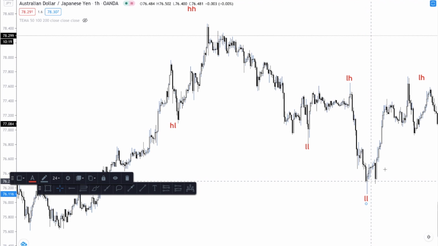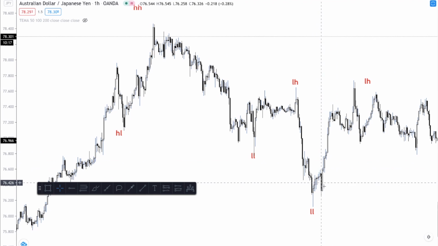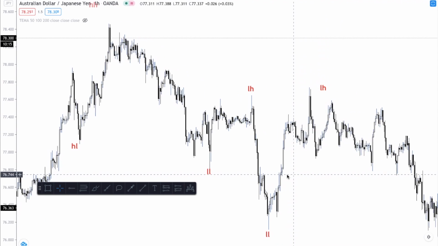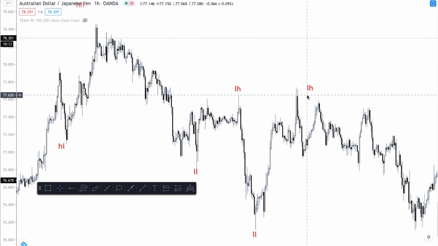Now when the price goes below this low, we will get a lower low, and when the price retraces, we will get a lower high.